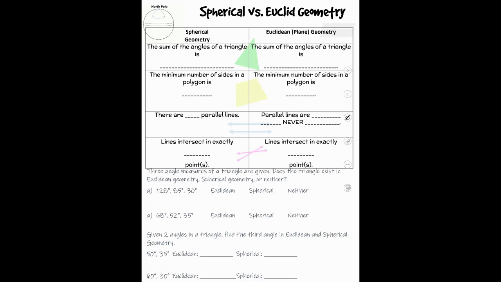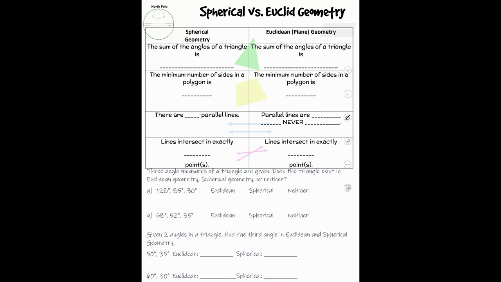Spherical versus Euclidean geometry. Hopefully you watched the other video going over and showing what spherical geometry is. It is geometry based on the globe. Since the world is a globe and it is round, we can have that debate, flat earth versus round earth, a different day. What we're going to be showing are some highlights from the differences in spherical and Euclidean geometry.